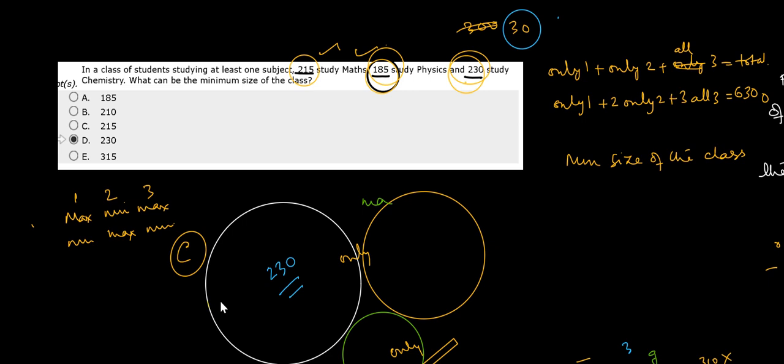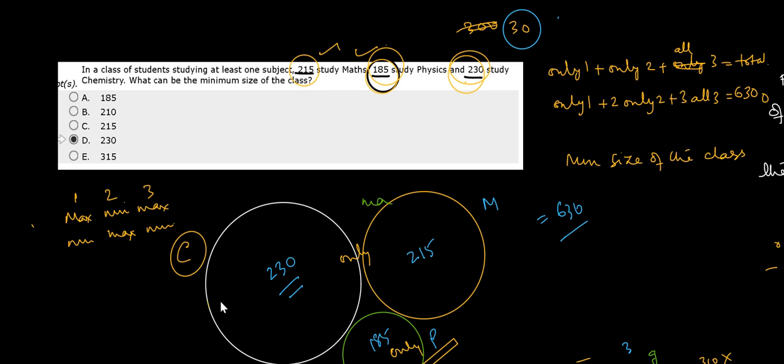Similarly, people who are studying mathematics, they do not study anything else. 215. And people who are studying physics, they also do not study anything else. So 185. So that adds up to 630. Is it clear? Yes, sir.